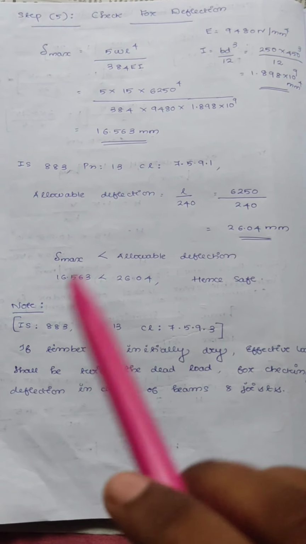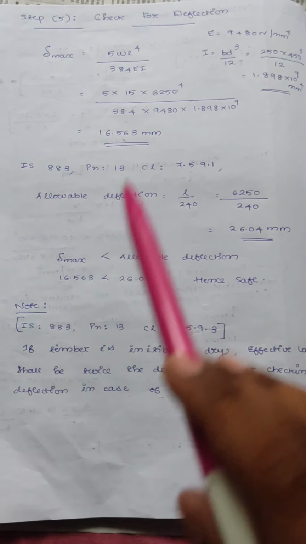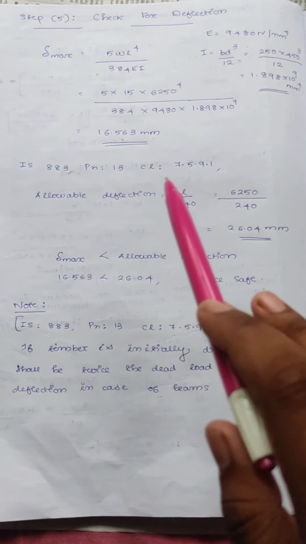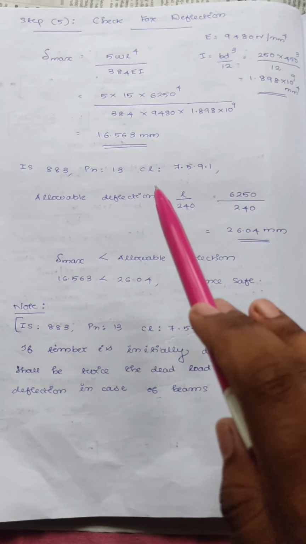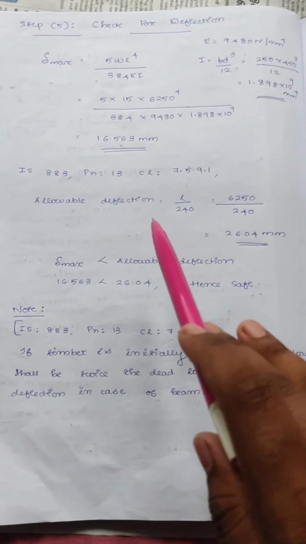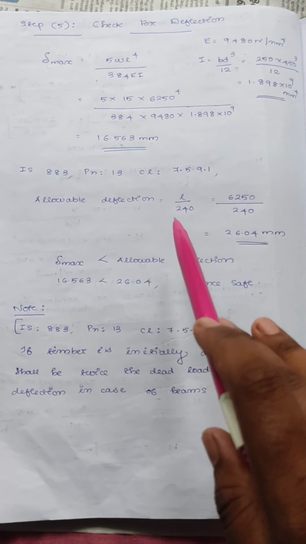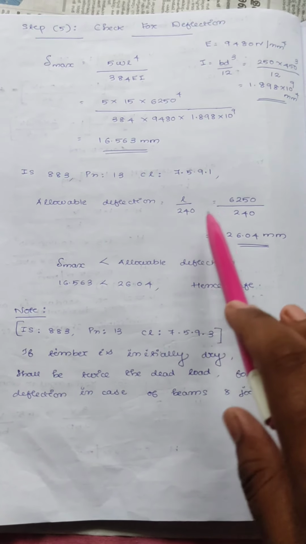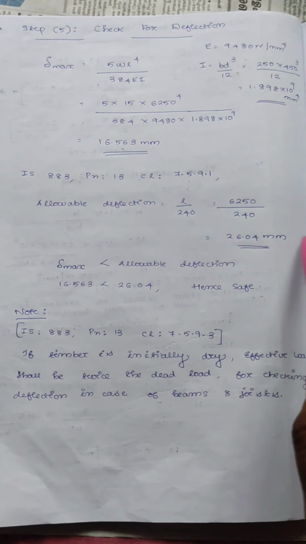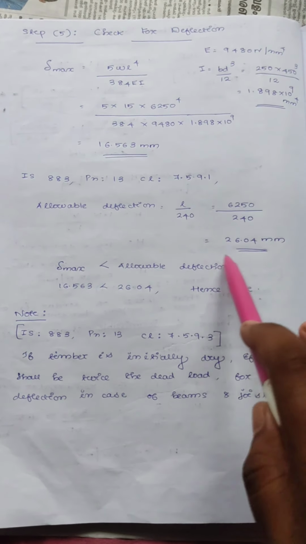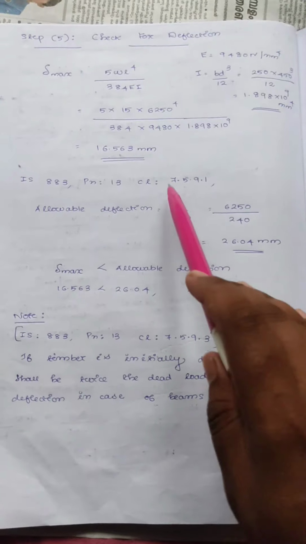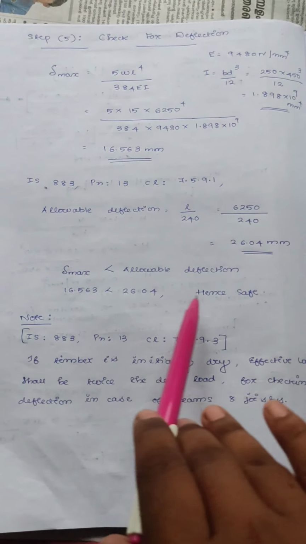From that we have to find out the maximum deflection, and then from IS 883 page number 13 clause 7.5.9.1 we will get the equation for the allowable deflection, that is L by 240. So we will get allowable deflection as 26.04 mm. Here the allowable deflection is greater than the maximum deflection, hence it is safe.